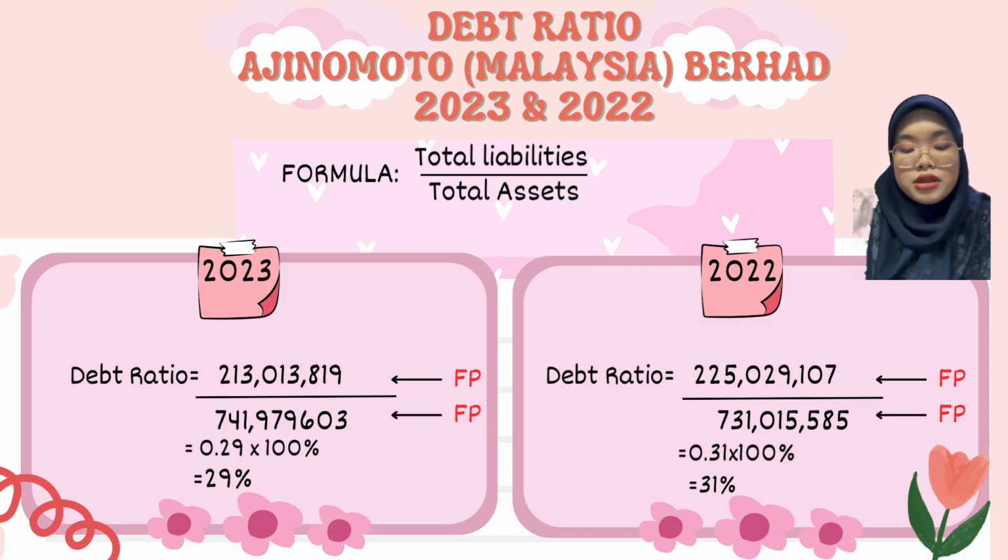Debt ratio for the year 2023 is 213,013,819 per 741,979,603 and the answer is 0.29. It need to multiply 100%. The answer is 29%.